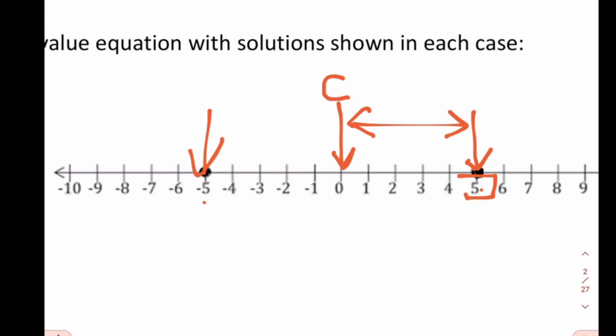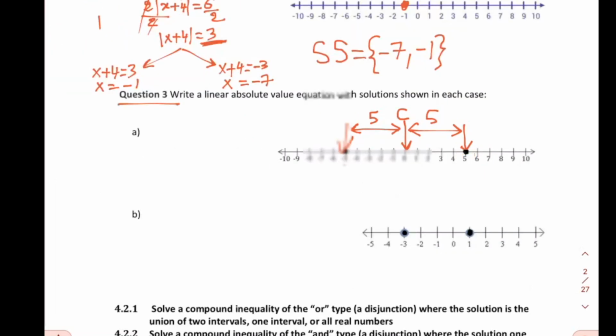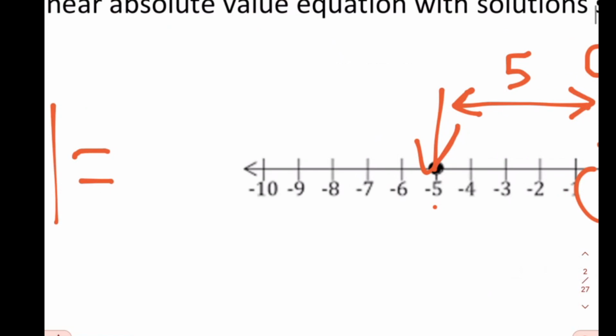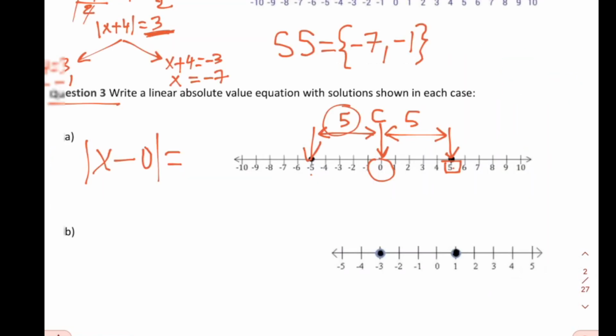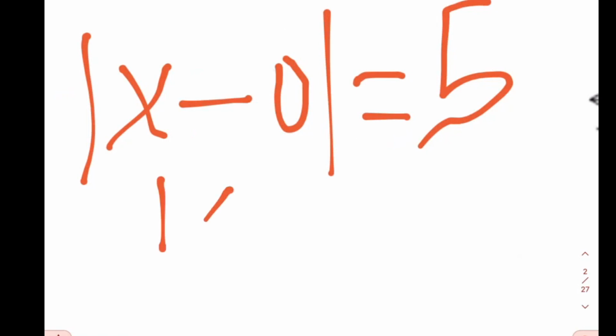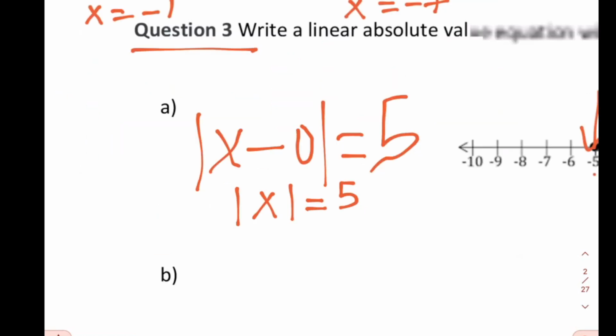Then you have to find the distance from this center to any solution. The solution here is 5, so the distance is 5, and the other one is the same distance if you chose your center correctly. So the equation is absolute value of x minus your center, which is 0, equals the distance, 5. Of course, you don't leave it as x minus 0, because x minus 0 is x. So absolute value of x equals 5, and this answers your question.